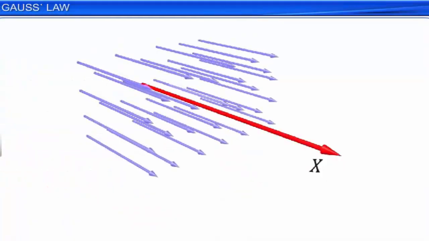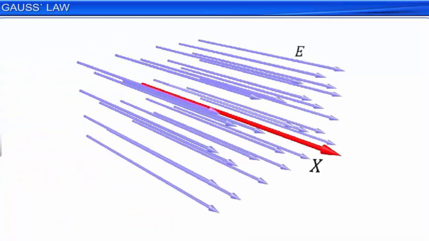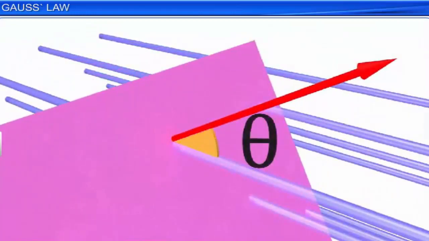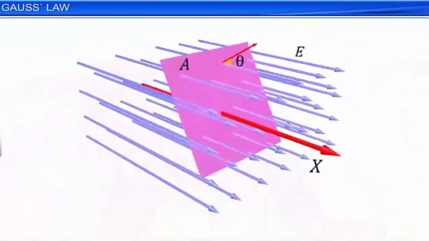Consider a uniform electric field of strength E along the x-axis. Consider a rectangular surface of area A placed in the uniform electric field such that its axis makes an angle theta with the direction of the field. In other words, the area vector A, which is conventionally taken along the outward normal to the surface, makes an angle theta with the direction of the electric field.